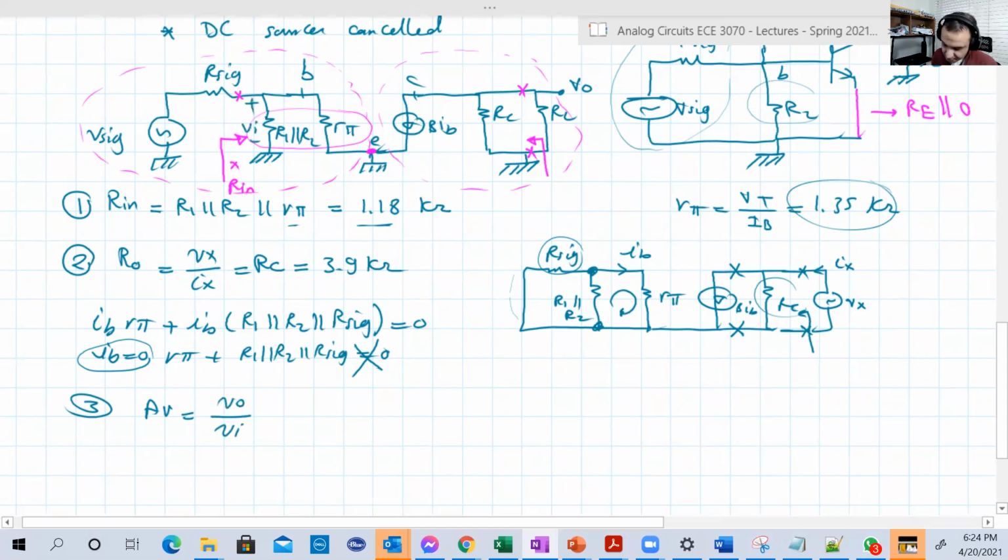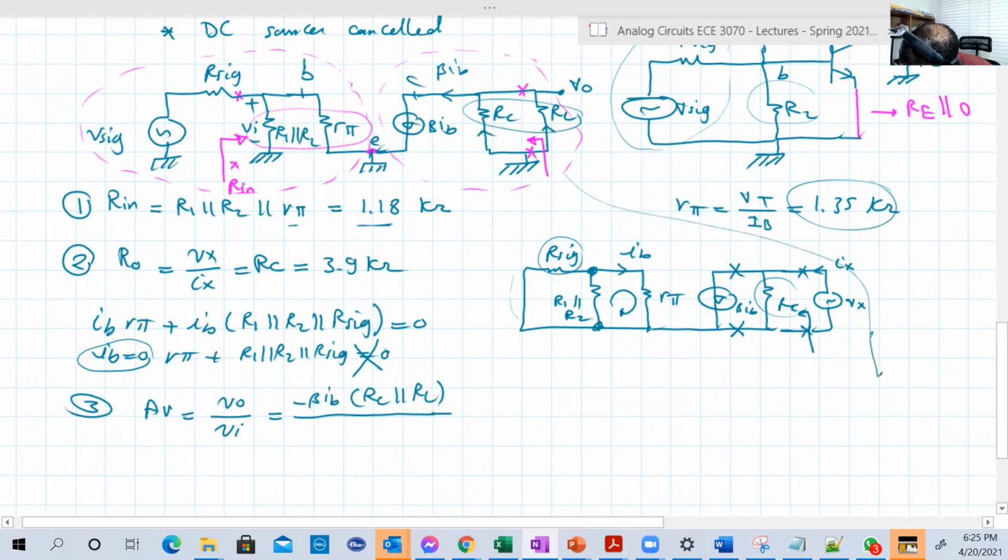Here is VI. So VO, if this is beta IB, it's flowing in the equivalent resistance of RC and RL, the parallel equivalent between them. So VO is equal to minus beta IB, RC parallel RL. Why? Because it's flowing from down to up. You can draw this here like this. It will be like this, RC parallel RL. So IB is flowing from bottom to up.